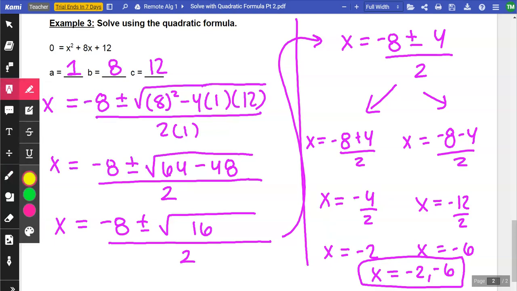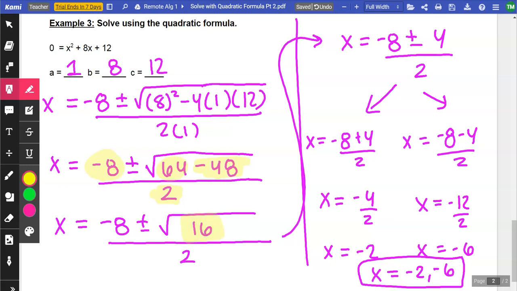So the negative of 8 is negative 8. 8 squared becomes 64. Negative 4 times 1 times 12 is negative 48. And then 2 times 1 is 2. So we have negative 8 plus or minus the square root of, then 64 minus 48 becomes 16, and it's still all over 2. So the square root of 16 is nice and easy for us to deal with.